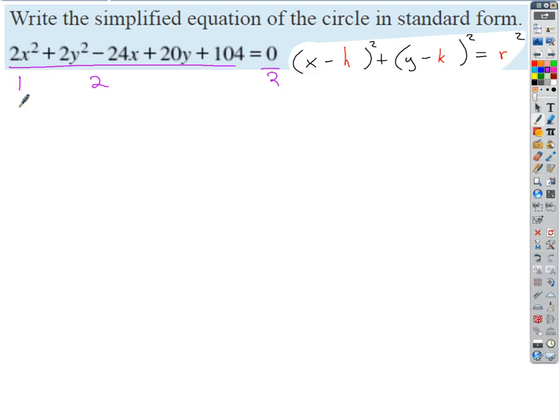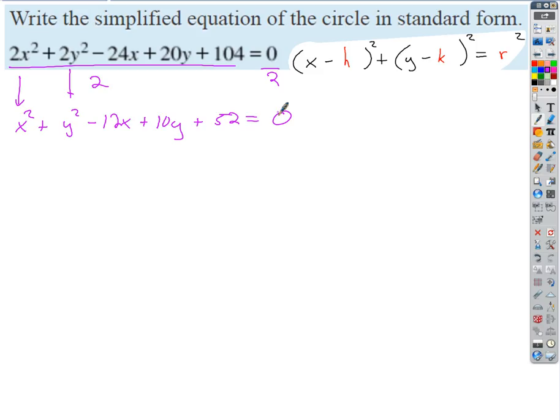And what do I get? What's that first term going to be? x squared plus y squared minus 12x, keep going, plus 10y plus, it's half of 104, 52. Equals, and then 0 divided by anything is just 0, right? That makes sense?